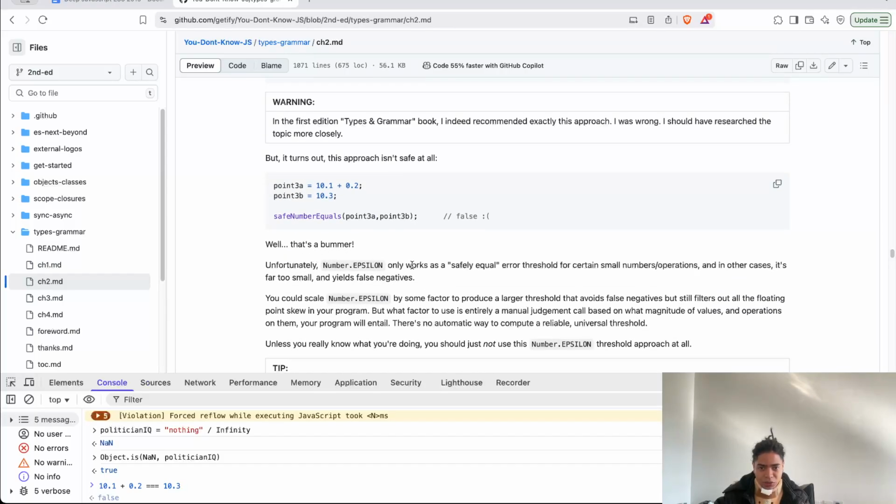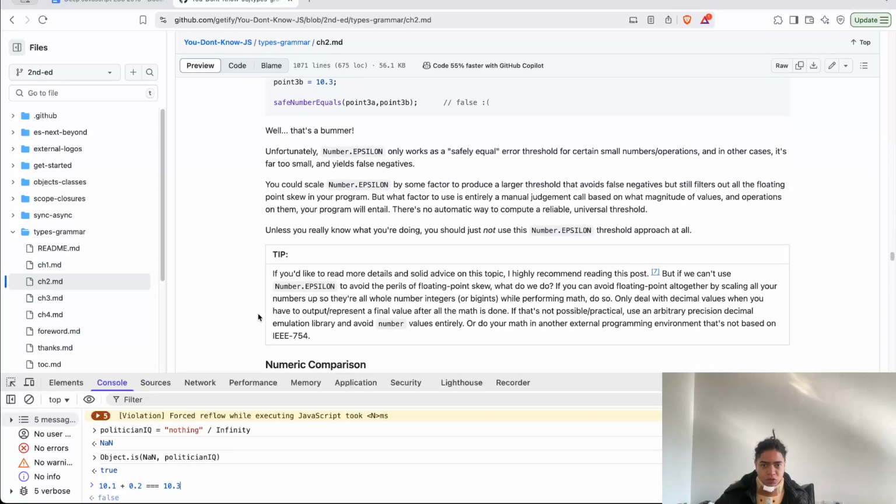Unfortunately, Number.EPSILON only works as a safe equality error threshold for certain small number operations, and in other cases it is far too small and yields false negatives. You could scale Number.EPSILON by some factor to produce a larger threshold that avoids false negatives, but still filters out the floating point skew in your programs. But what factor do you use? It's entirely a manual judgment call based on what magnitude of values and operations your program will entail. There is no automatic way to compute a reliable universal threshold. Unless you really know what you're doing, you should not use the Number.EPSILON threshold approach at all.